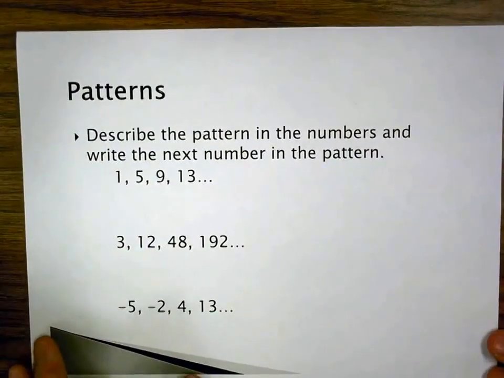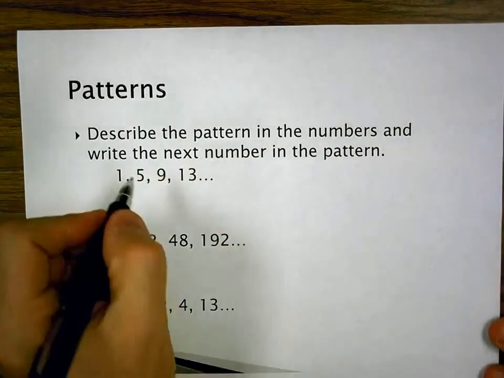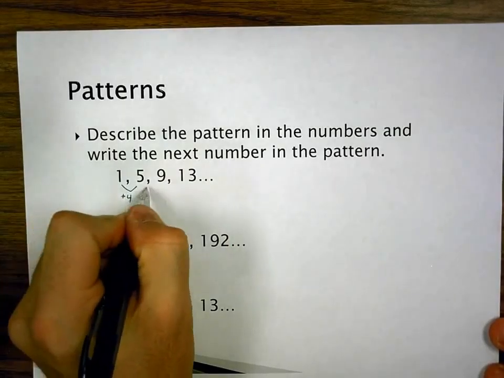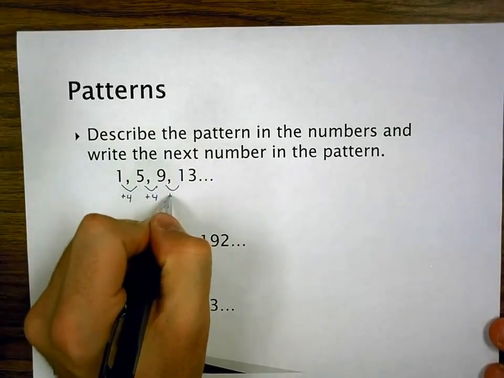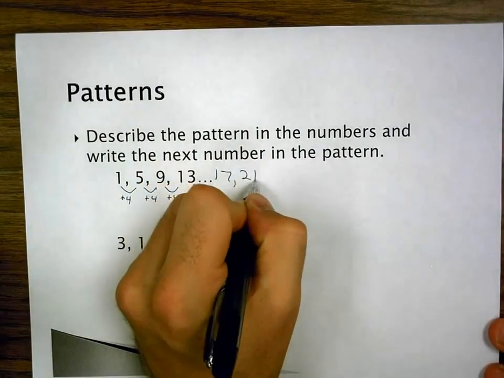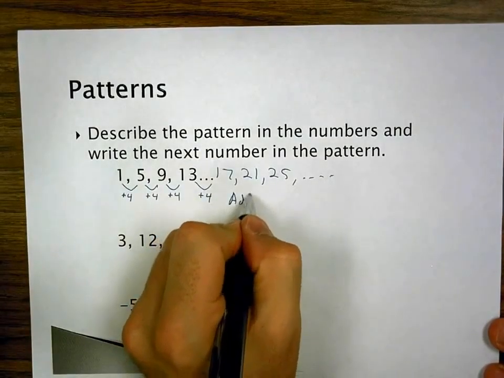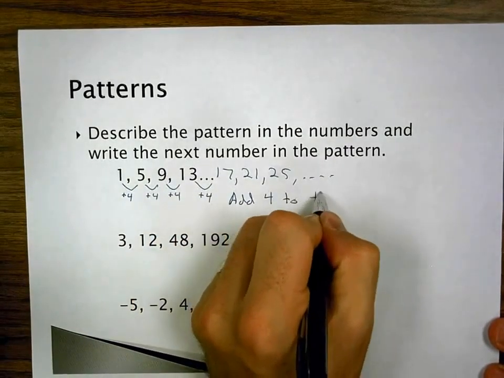Now, the other thing we have in inductive reasoning is looking for a pattern. So we can describe the pattern and find the next one. If I look at 1, 5, 9, and 13, you can pretty quickly see that we're adding 4 each time. So we continue to add 4, and we get 17, 21, 25, on to there, and we add 4 to the previous term.